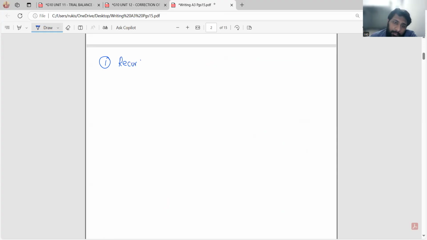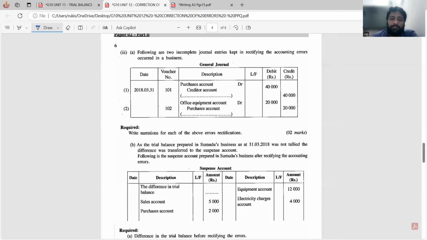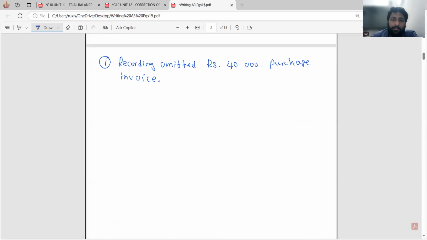Recording omitted rupees 40,000 purchase invoice.